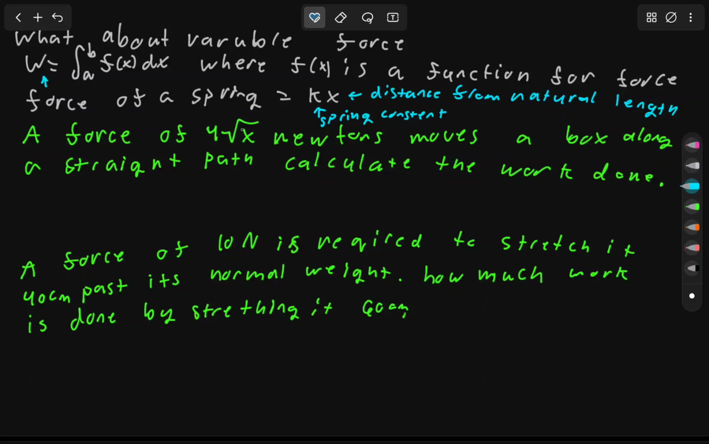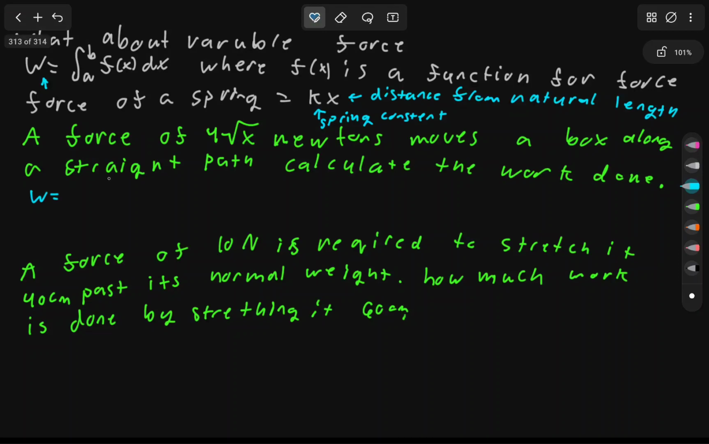So a force of 4 square root of x newtons moves a box along a straight path. Calculate the work done. This is simple. We know work. And it doesn't look like we have a bound. Give me one moment to fix that. Oh yeah, it's supposed to be from 4 meters to 16 meters.